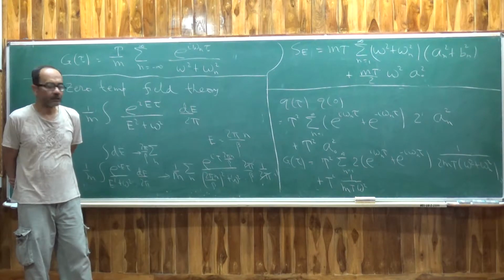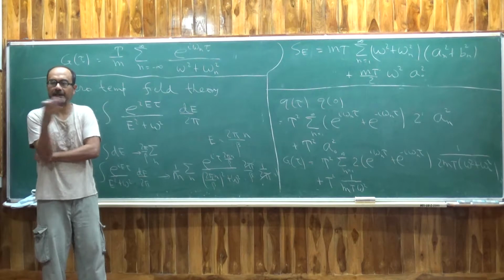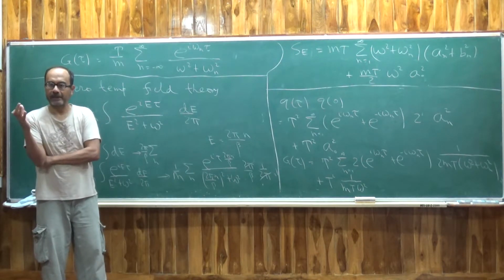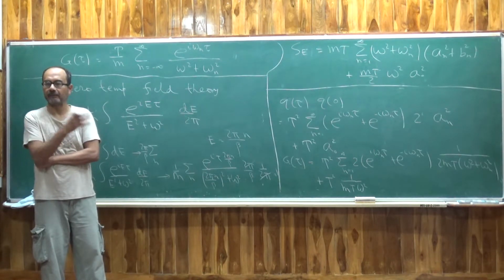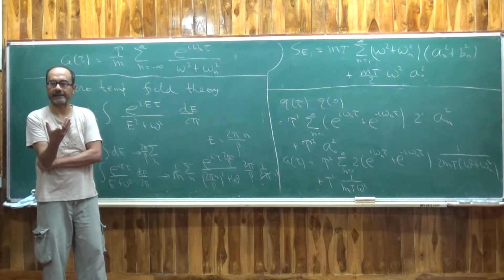Right? So the Green's function. Formally, all I am saying is that the procedure is exactly the same. You write a path integral, right? How does the path integral of a zero temperature field theory differ from the path integral of a finite temperature field theory? It's by imposing the periodicity condition in time.